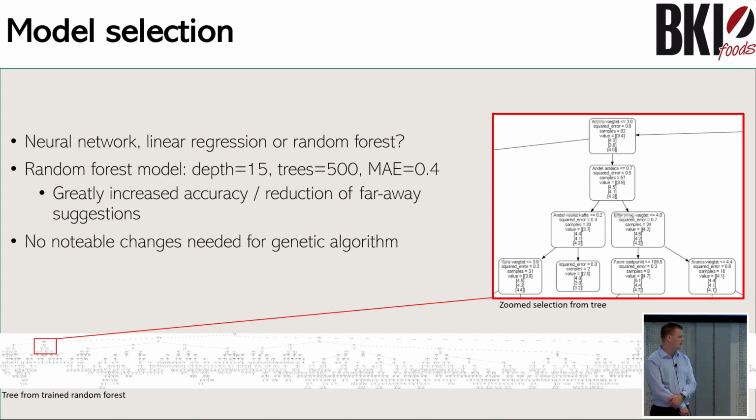So we settled on a random forest model, primarily because it was much easier for us to maintain and further develop ourselves. But we also, of course, saw a great increase in accuracy in its results and a reduction of these far away from reality suggestions put forward by the model. And in regards to our genetic algorithm, we actually saw very little need for change to that. So most of our issues stemmed in the ability to predict the flavor of these blends.